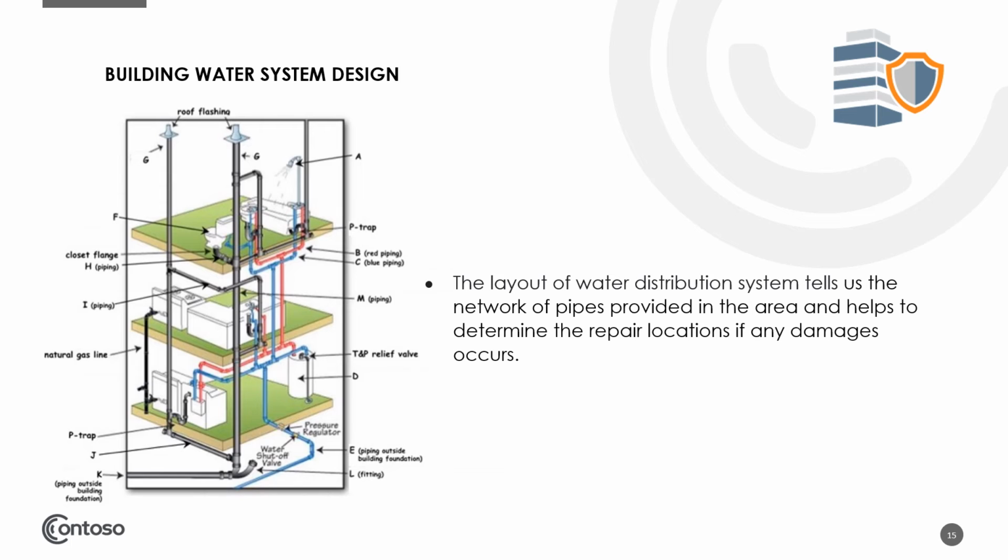For the design of a building water system, the layout of the water distribution system tells us the network of pipes provided in the area and helps to determine the repair locations if any damage occurs. This means that in the design process, the layout of the plumbing system will largely follow the room layout. Nonetheless, there are many things to consider which relate to code compliance, building users' comfort, and sustainability.